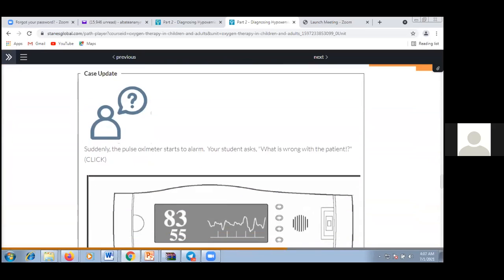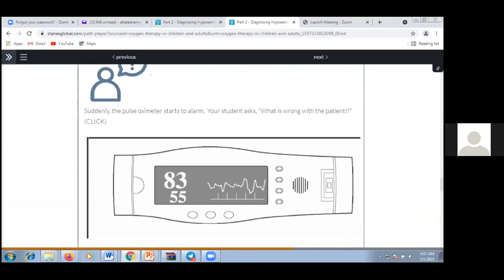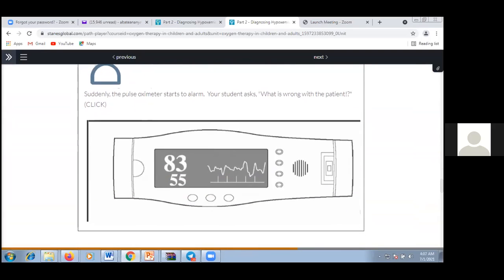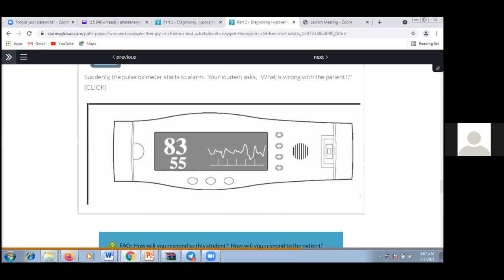Now let me go to updating you about the case. Okay, this same man. So you put a pulse ox, as you said, and you diagnosed hypoxemia. And now let's say your pulse ox suddenly alarms, and the reading is what you see on the picture. So what's wrong with this patient? You can write on the chat box.